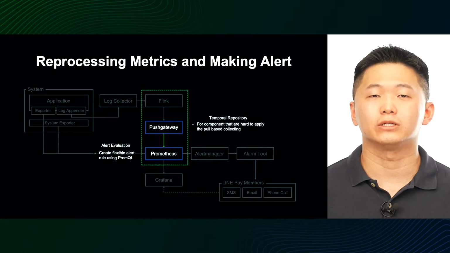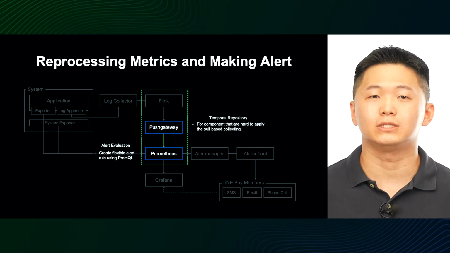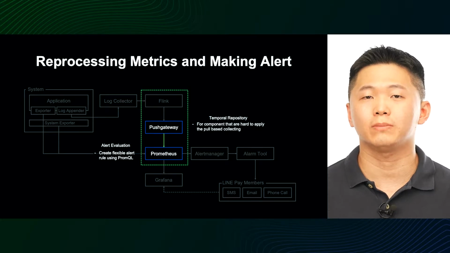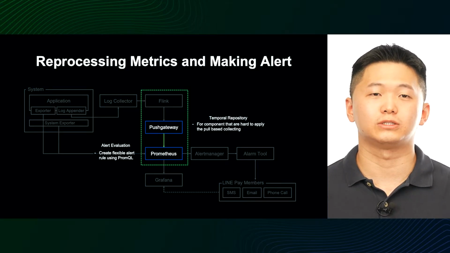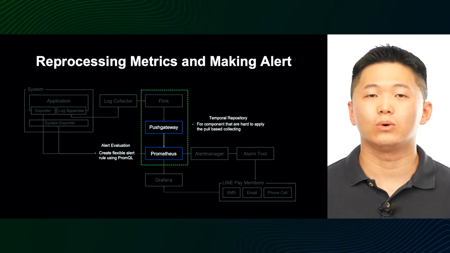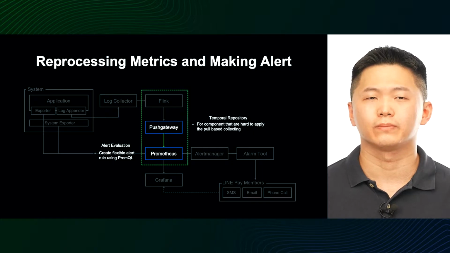Push gateway is a temporary repository to overcome the limit of pull-based collecting of Prometheus. Prometheus can also reprocess metrics, but what Prometheus reprocesses is just for reducing calculating time in Grafana. But there is a more important thing in Prometheus, that is creating alerts. Using PromQL on Prometheus, we can make more flexible alerts. I will explain it soon with a real-world example. And a fired alert is sent to Alert Manager.